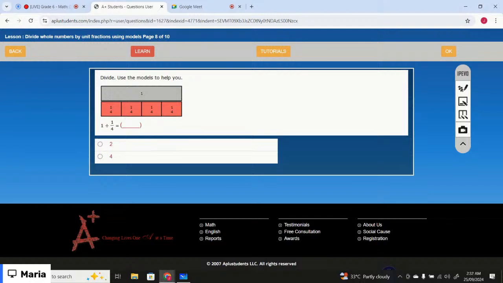Divide 1 divided by 1 by 4. So which is the correct option? The correct option is 1 divided by 1 by 4 is 4.